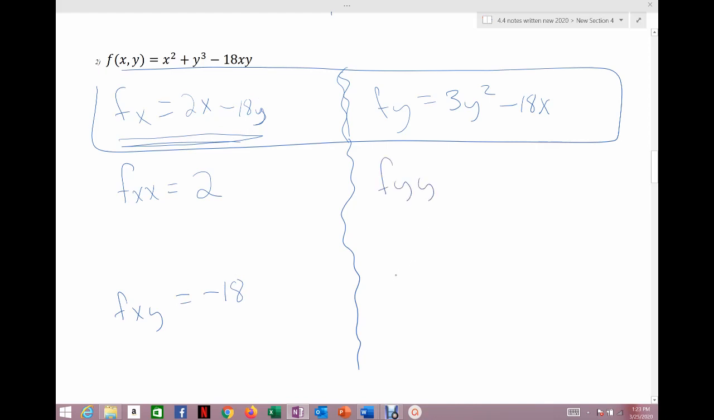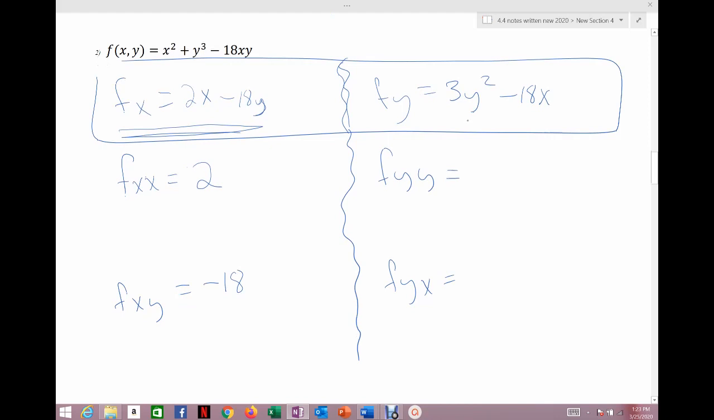Now looking at the y function. The second derivative with respect to y: there's the y term 3y squared, so I'm going to get a 6y, and the negative 18x zeroes out. Then the derivative of that function with respect to x: the only x term is negative 18x, and its derivative is negative 18. Those mixed derivatives came out the same, even though we got there a different way.